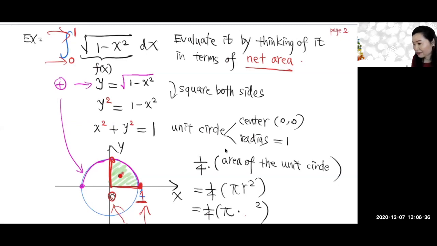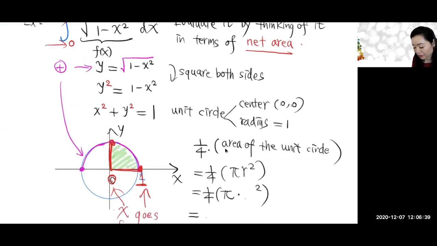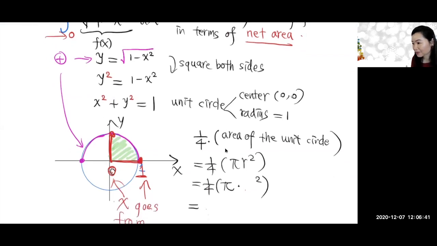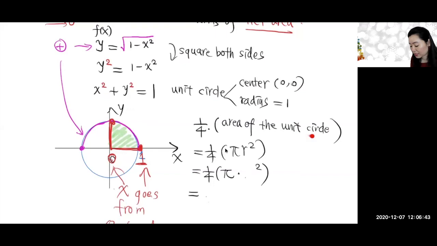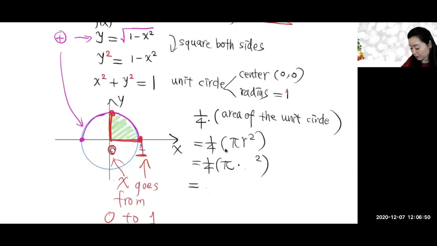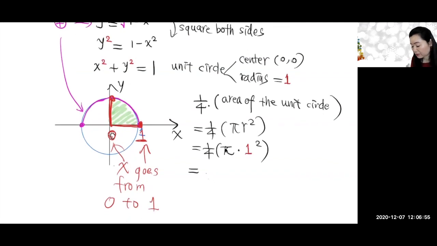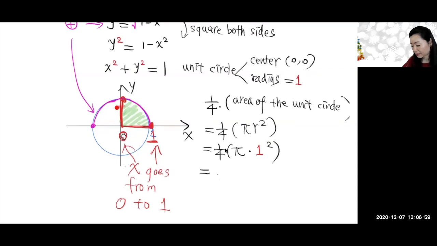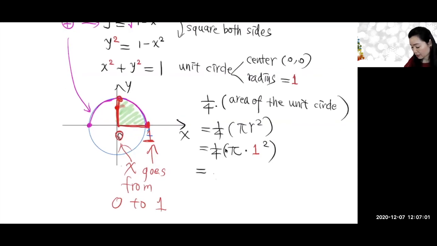So what's the area of this? Well, what's the area of the whole circle? The area of the whole unit circle is pi r squared. The radius here is 1, so the area of this unit circle is pi.